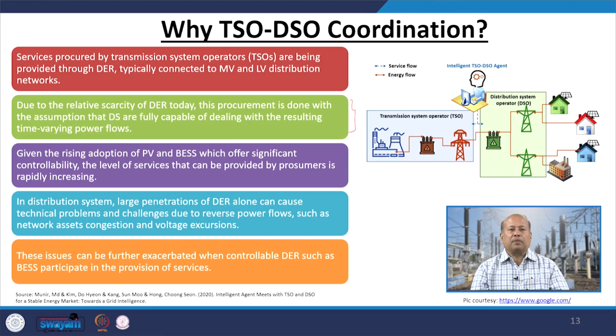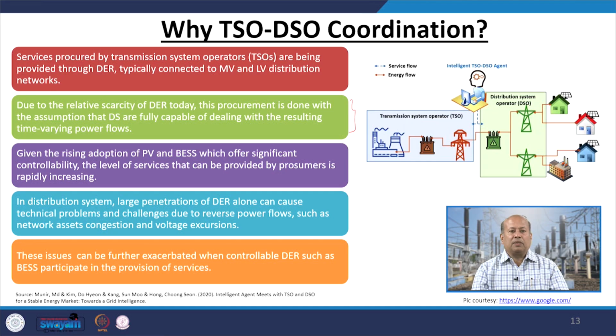Given the rising adoption of PV and BSS, which offer significant controllability, the level of services that can be provided by prosumers is rapidly increasing. Okay. So, what is happening today? Consumers are supposed to consume electricity, but today consumers are also producing power. Those consumers are known as prosumers.